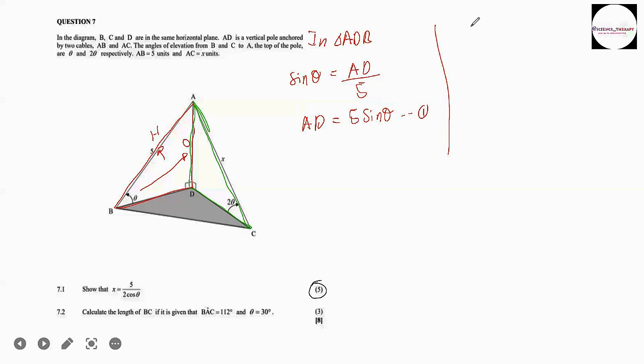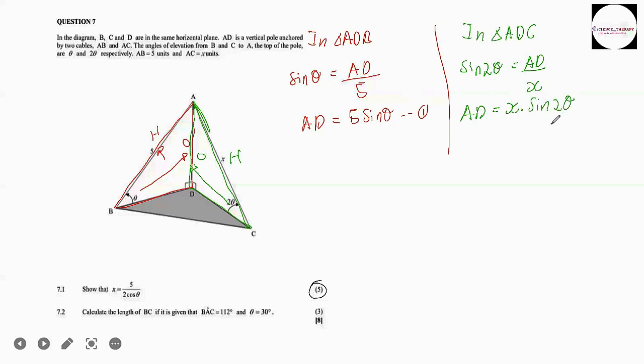Now let's come to the other triangle. In triangle ADC, we again have opposite over hypotenuse, so we apply sine, but this time it's sine 2 theta. Our opposite is AD and our hypotenuse is X. If we make AD the subject of the formula, we have X sine 2 theta. Let's call this our equation number 2.